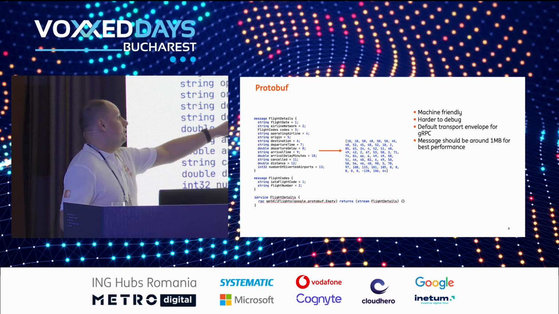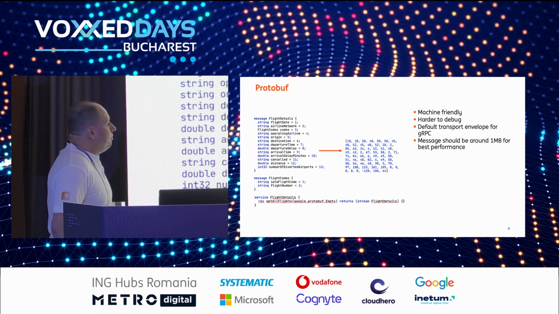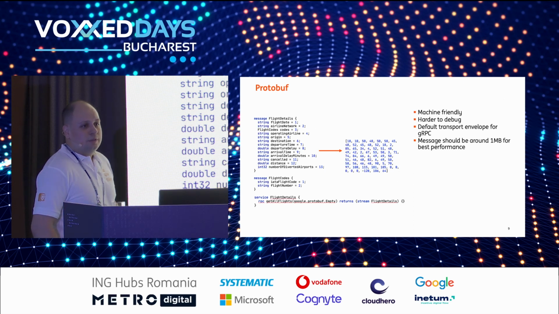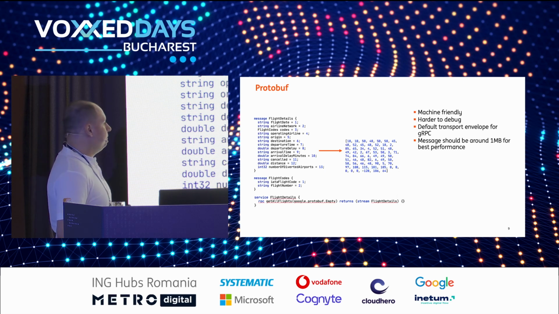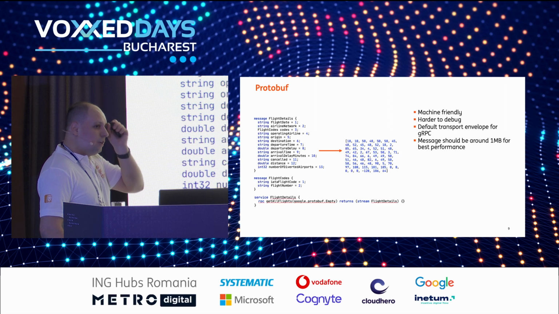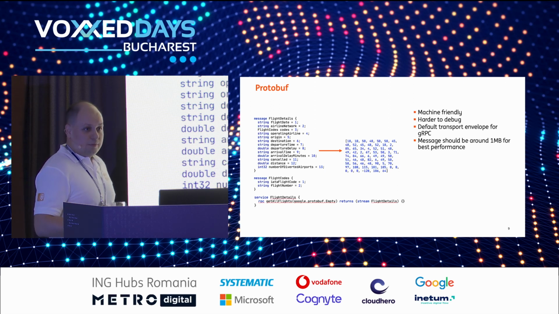Imagine that you deleted, for example, this departure time field, and then you replaced it with something else, which is not a string, but a double. When the client tries to parse it, he will have a problem. So that is not okay. As you can see, it's not as flexible as JSON. In JSON, you can define everything, and it's very dynamic.